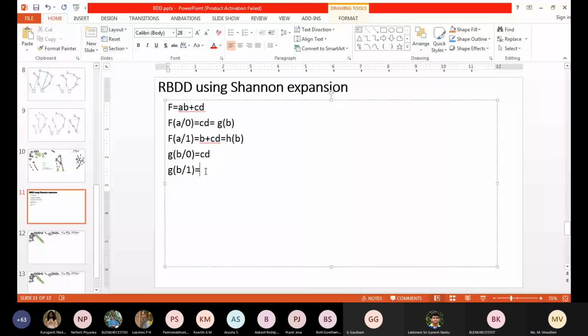Okay. Now, this we got with respect to B. So I have to consider this with another variable. Let me consider K of, what is the third variable? C.